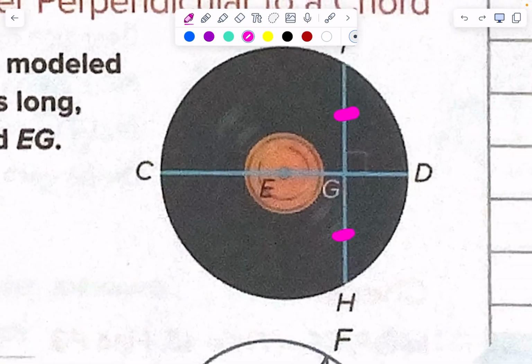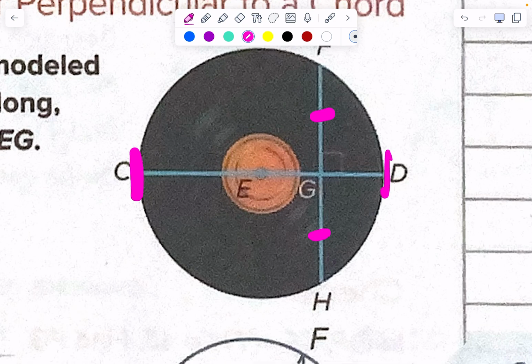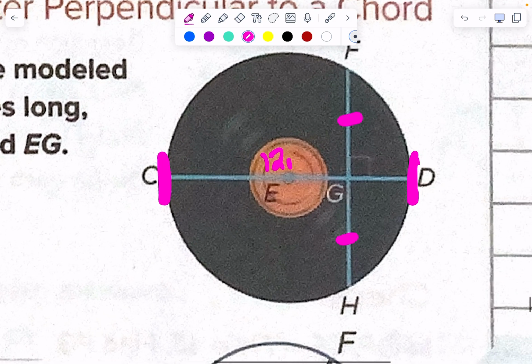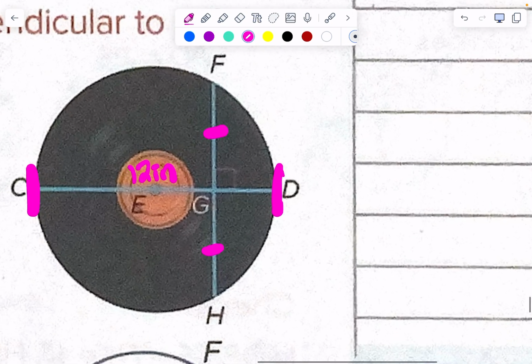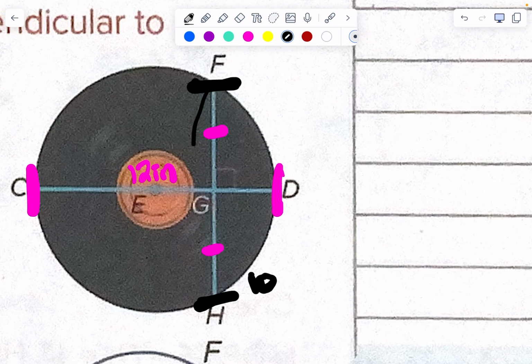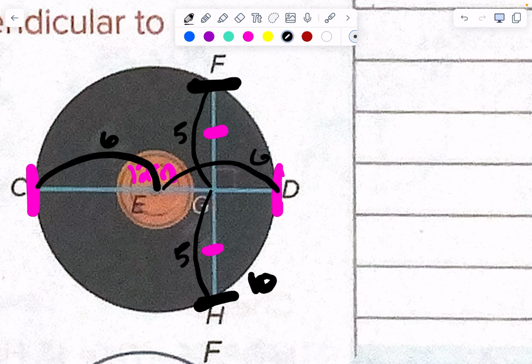The diameter CD from here to here is 12. 12 inches. From one edge to the other is 12 inches. Got it? Diameter. They say FH, so from here to here is 10. I know that means this is 5 and this is 5. And how far is it from here to here? This little guy. 6, right? And this is 6.